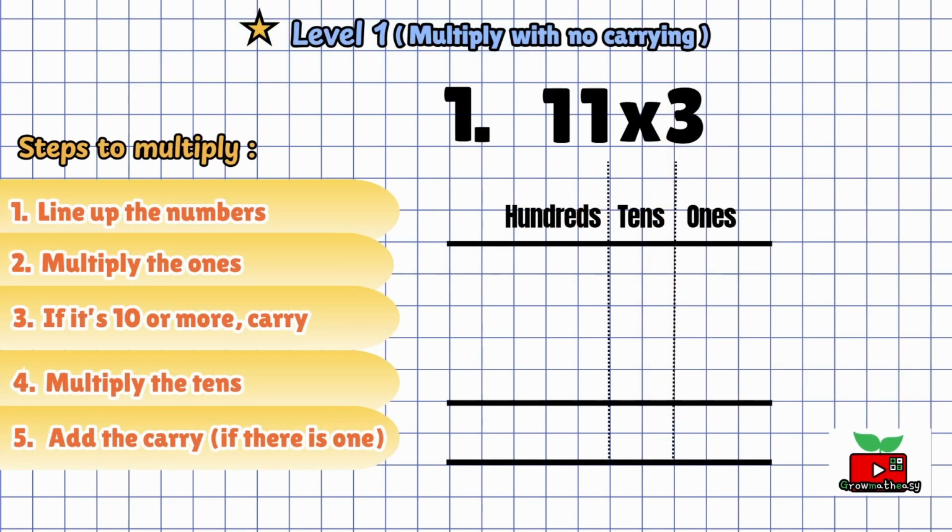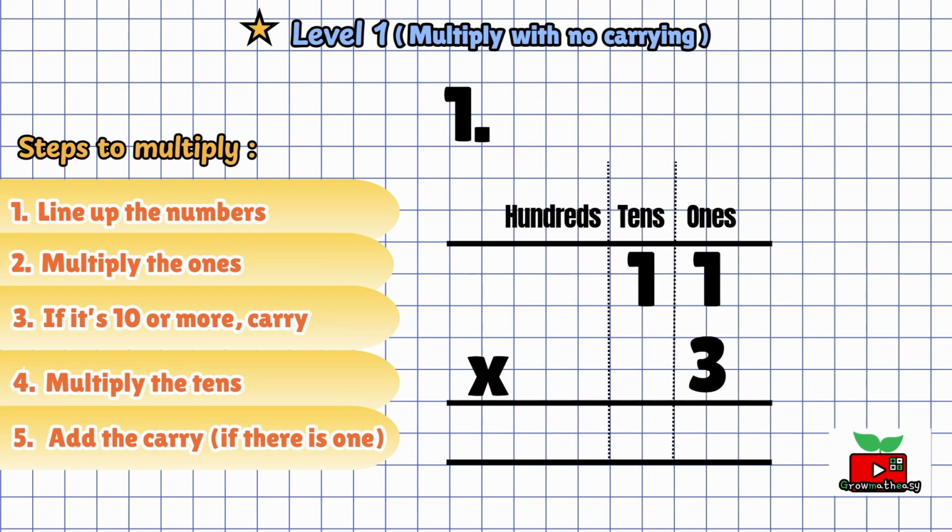Question 1. 11 multiplied by 3. Step 1. Line up the numbers. Step 2. Multiply the ones. We can draw a little butterfly wing to help focus on the ones. 3 times 1 equals 3. No carrying needed. Then, multiply the tens. We'll draw another little butterfly wing to help focus on the tens. 3 times 1 is 3. There's no carried number to add, so just write 3. The answer is 33.